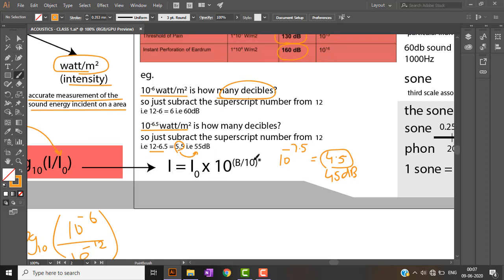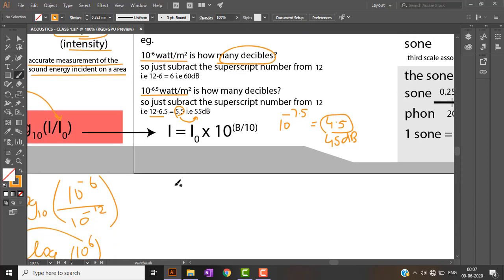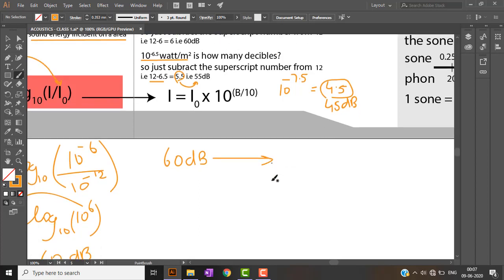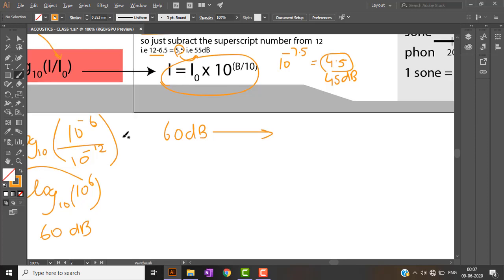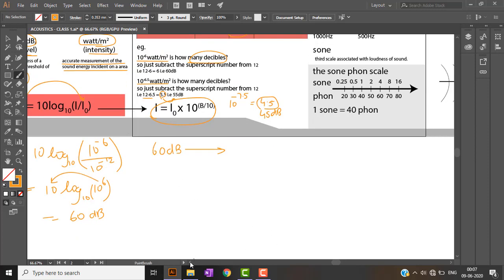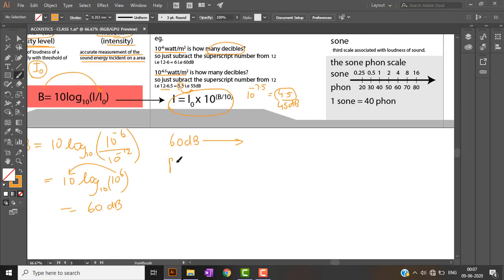So what if the vice versa of the question is given? For example, in the question it's given as 60 decibels is the intensity level. So what is the intensity? All you have to do is substitute in this equation. This equation is a derivative of that equation. I'll solve and show you how it came.